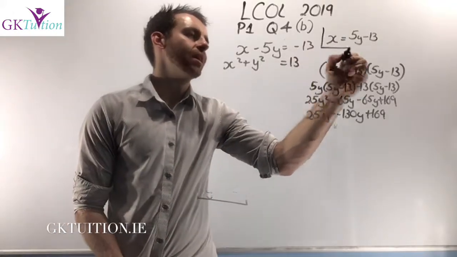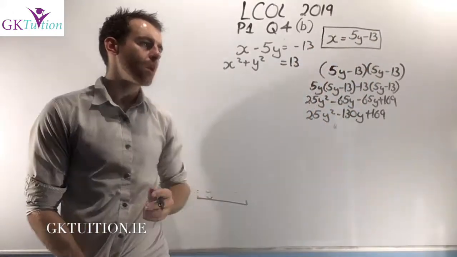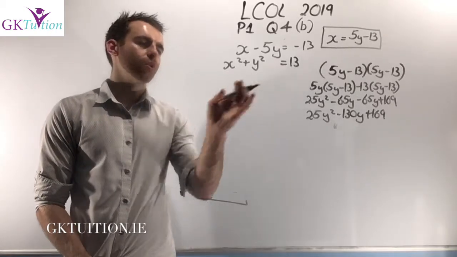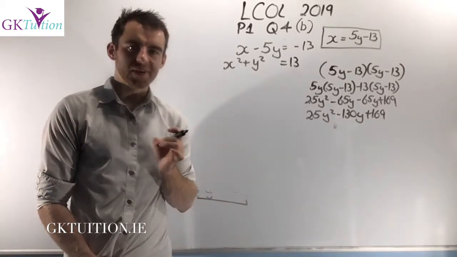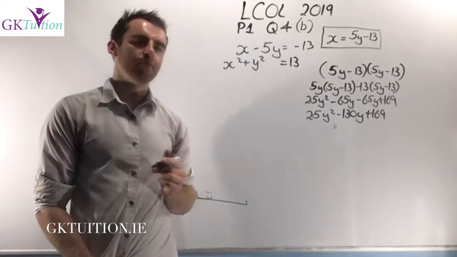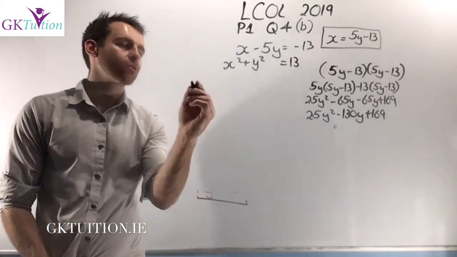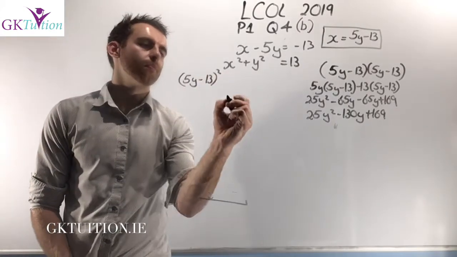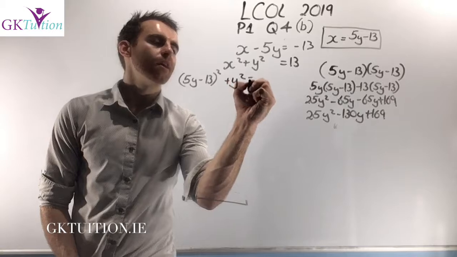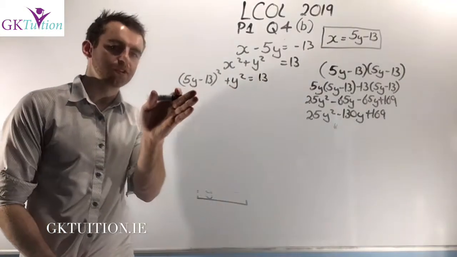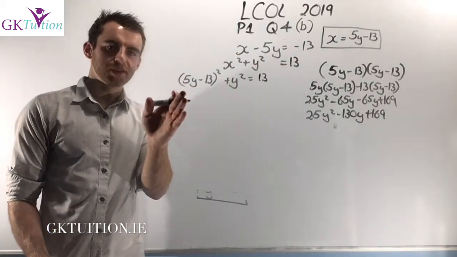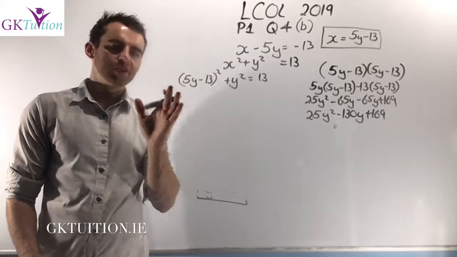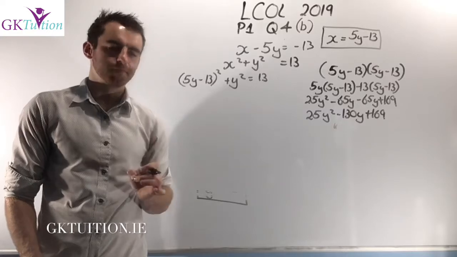And now this is the key to answering the question. I'm now going to rewrite the second equation, which is x squared plus y squared equals 13. Except instead of an x, I can sub in 5y minus 13. So instead of x squared, it's going to be 5y minus 13 to be squared. And then I've got a plus y squared, and that's equal to 13. So that's my substitution. And now this question is a lot easier, because now I've got one equation and one unknown, which means I can solve this to find the value of y.